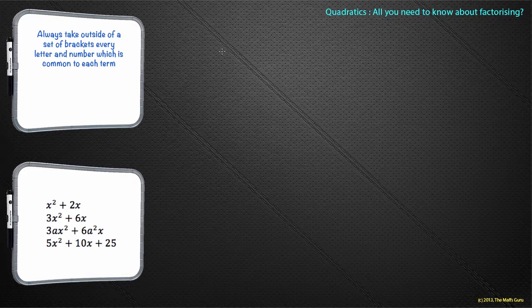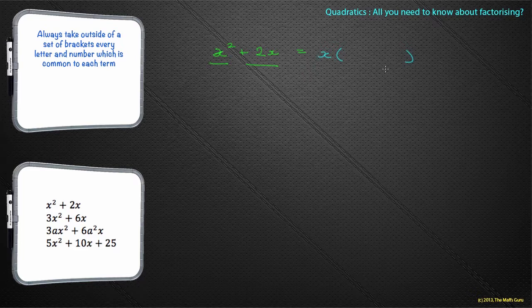Start first. We've got x squared plus 2x. Now, following the rules, it says we've got to move outside of a set of brackets every letter and number which is common to each term. If you remember, this here is a term and this here is a term. So let's see what's common. Well, does this have any numbers in front of it? Nope. This does. It's not important to me. Does this have any letters? Yep, it's got an x times an x. This has got 1x inside. So there we go. They share an x. So what I'm going to do is move outside of a set of brackets that x.